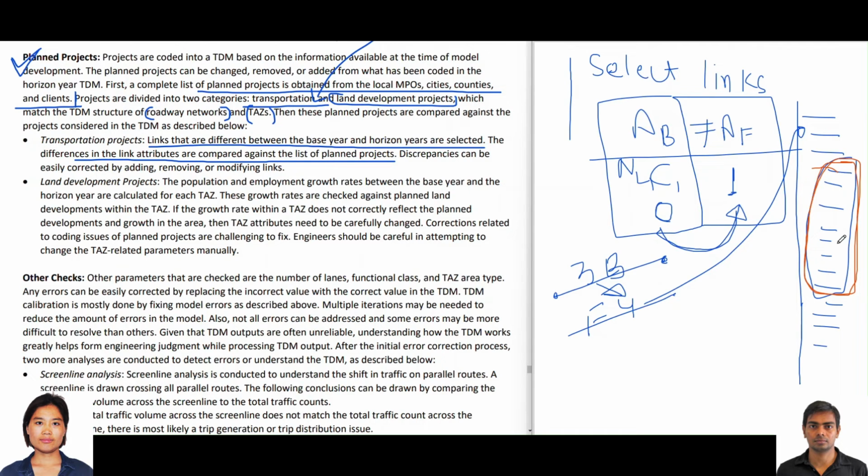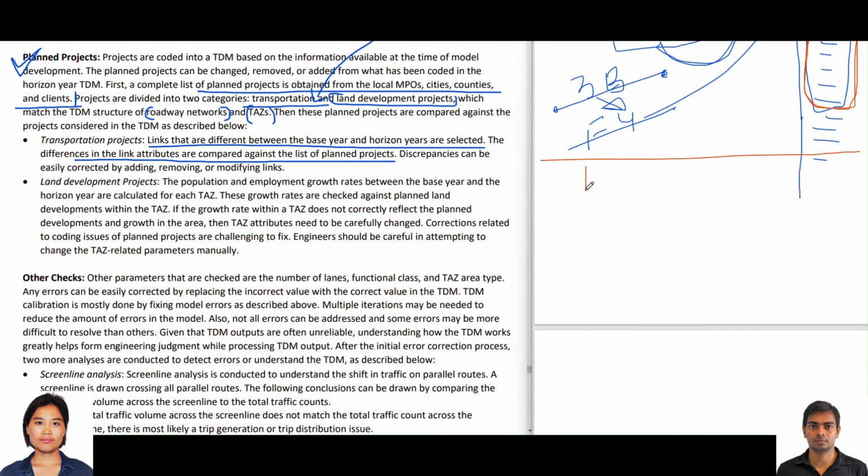If there is a mismatch between the list of planned projects and the list of projects coded in TransCAD, we can easily fix them by changing the attributes and replacing the attributes. And then we have to make a note of those changes. So usually those go in a calibration report on what changes we are making to the TDM model. So we make those changes very easily, but we keep track of what changes we are making, and those are reported in the final report.